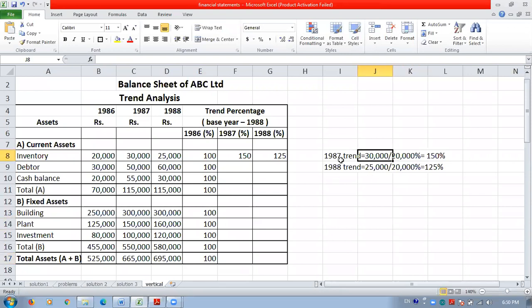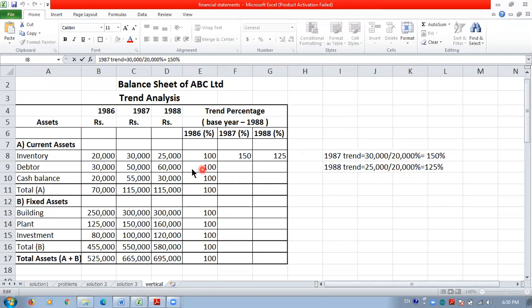Because it is coming at the base. Look at this. 20,000 is taken as a base. It is a figure of 1986. So all the time while calculating the trend of inventory, we are taking 20,000 as a base. Okay, so this is the base. All the time we are taking this base 20,000.